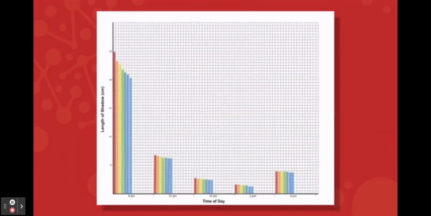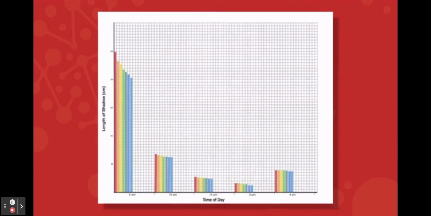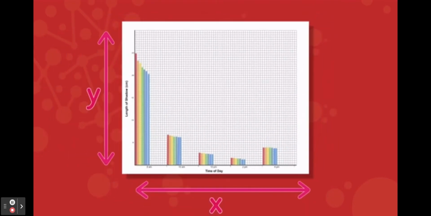To do this, you'll need to look at the data we've collected in the Shadow Investigation Data Week 1 to Week 3 handout. In this handout, you'll find data for the first 3 weeks of our investigation. I've used this data to draw this graph. Can you see how I've labeled the Y and X axes?